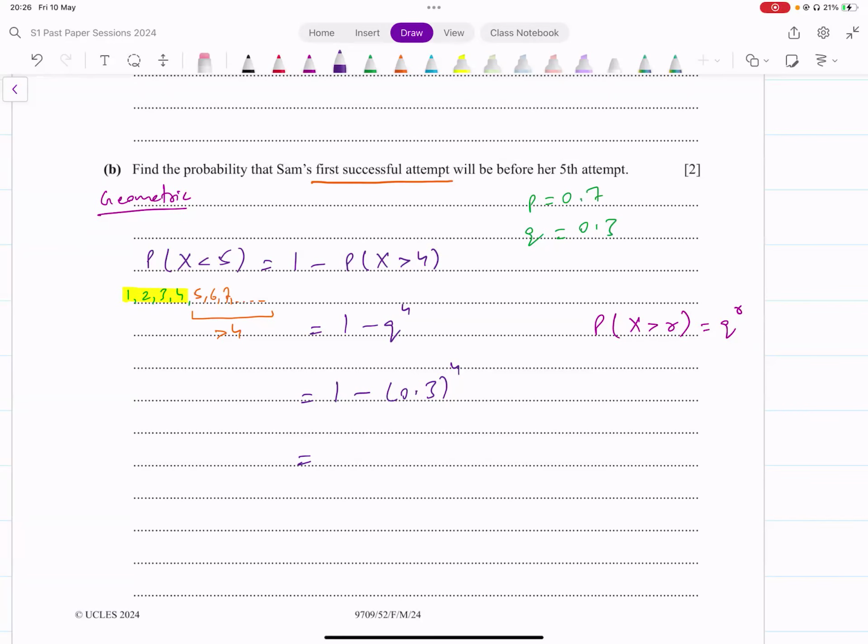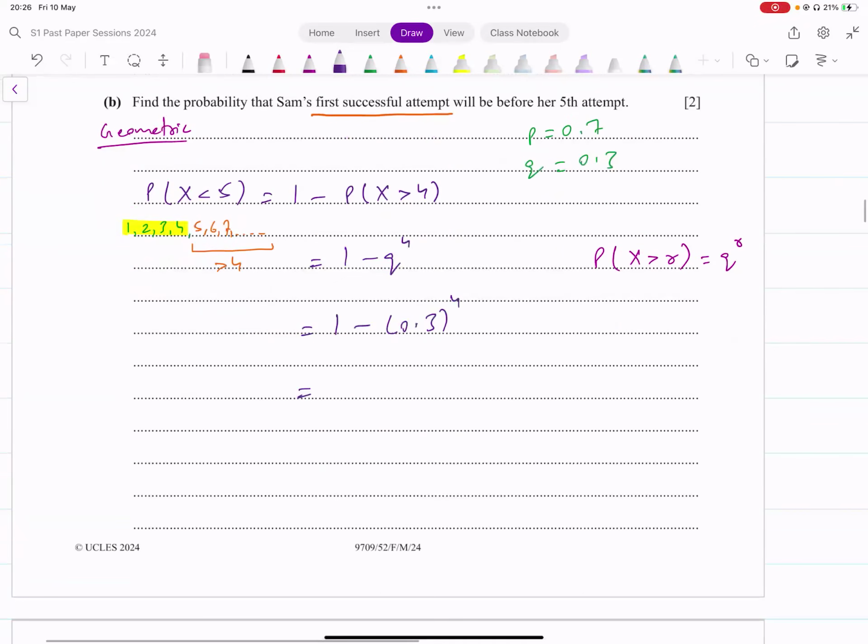Make sure you're rounding off correctly as well. 1 minus 0.3 raised to power 4, that's 0.9919. So you can't say that's 0.991. That will make you lose 1 mark. If you write 0.991, you will lose a mark. 0.9919 is acceptable. If you want to round it off, you'll have to write 0.992. Okay?